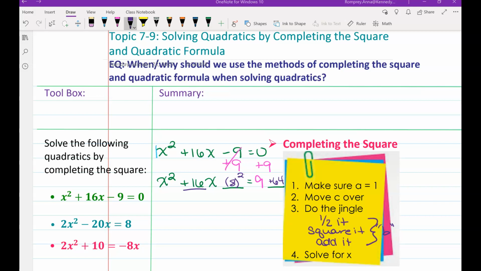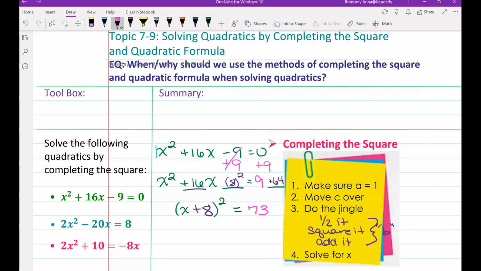Now, why did I do this? Well, because I can quickly factor this. I bring down x, I bring down positive 8, squared, equals 9 plus 64, 73.